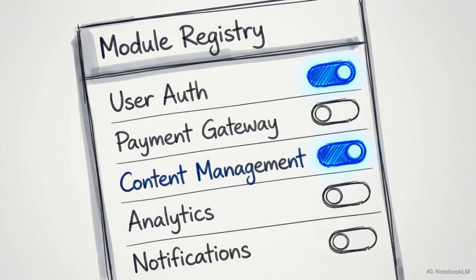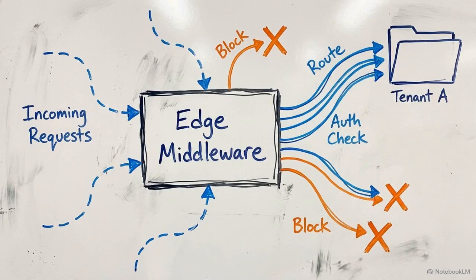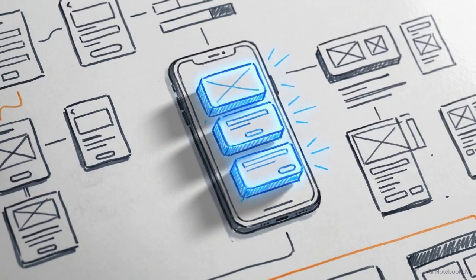Feature access is controlled by a centralized module registry. This registry dictates which tools are visible to which tenant, serving as the definitive map for what the server needs to compile. By handling tenant resolution and feature gating at the edge, the server only ships the code required for that specific session. This is how we maintain the 18-kilobyte payload even as the platform scales.